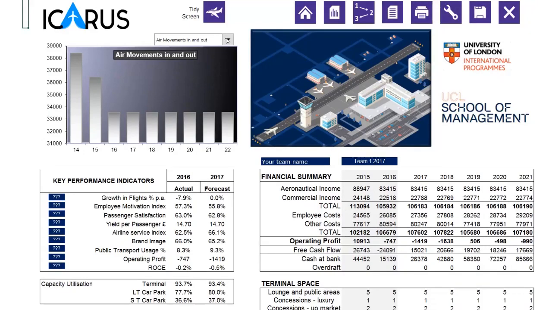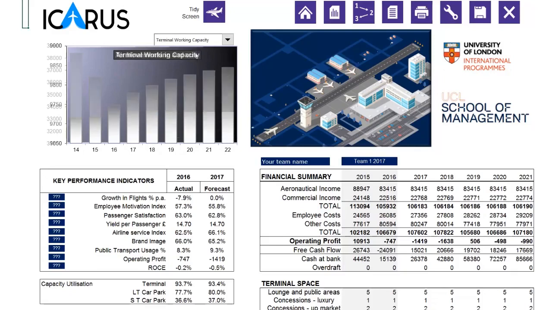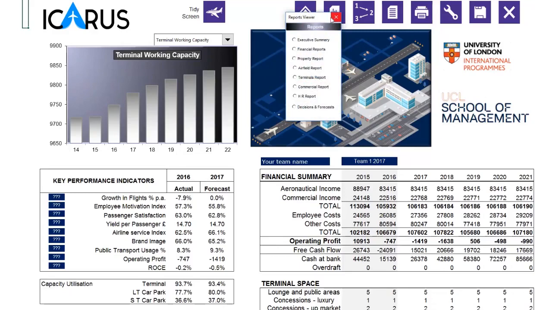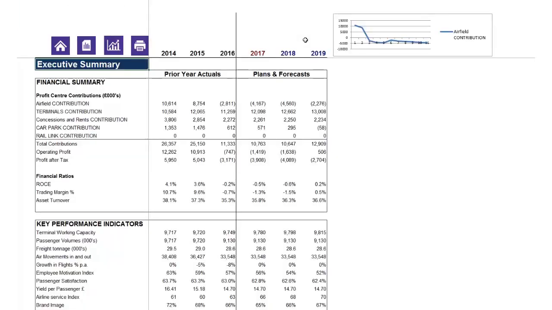Lots of information here, several graphs you can choose from over here. And if that's not enough, there is lots more information in a whole series of reports that you can access by selecting the reports button at the top there. Let's go to executive summary, and here you can see last 3 years actual results and the current plans and forecasts for the next 3 years.